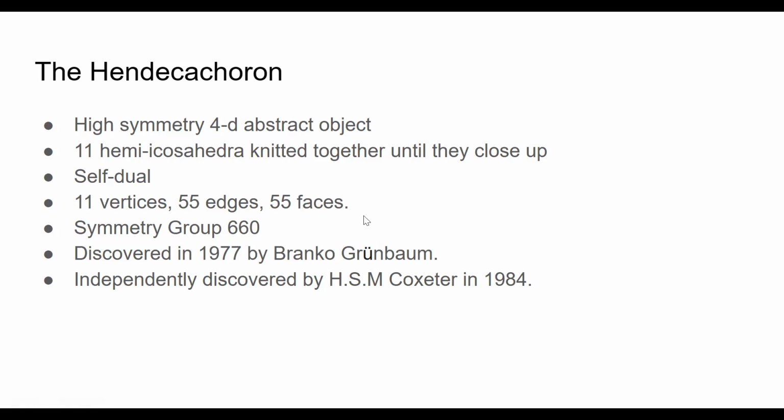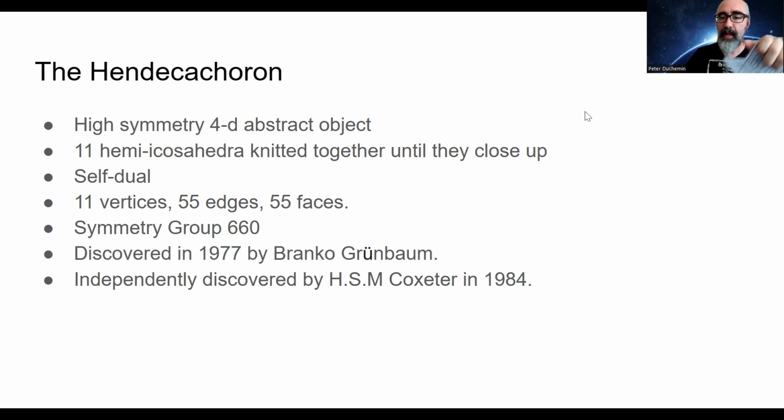Symmetry group 660 means that the sum total of all rotations and reflections of this object, there are a total of 660 possible configurations. And this is very interesting to me because it certainly connects to Abrahadabra. Remember I said an Abrahadabra triangle has 11 rows, face back up, it has 66 points in it.